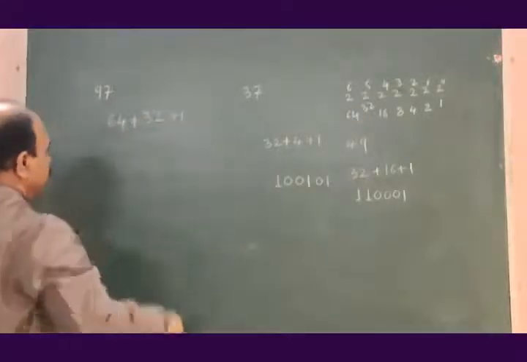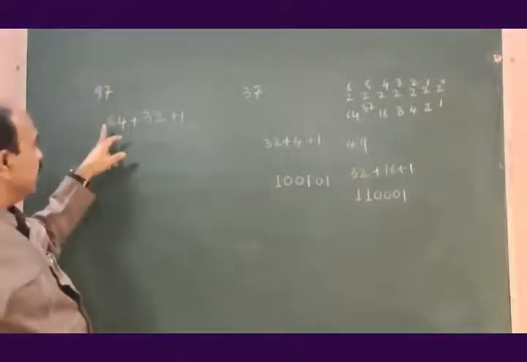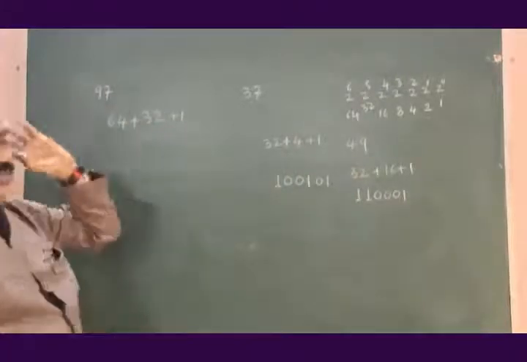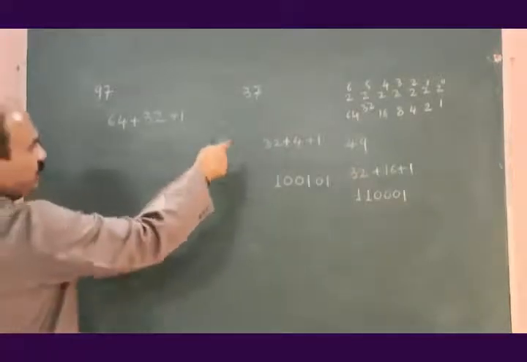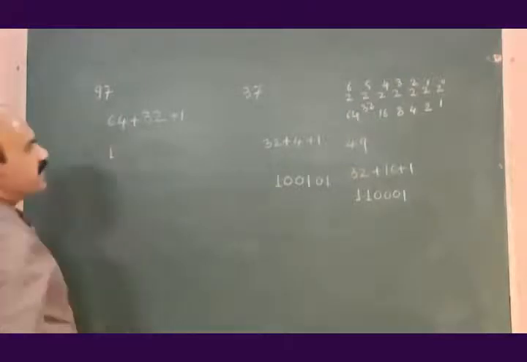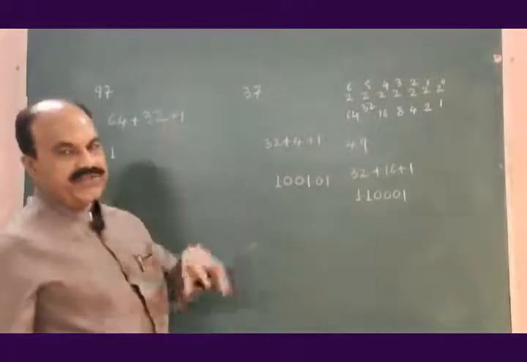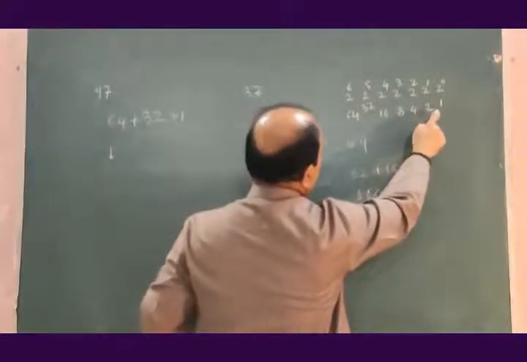32 plus 1. 1 plus 2 is 3, 3 plus 4 is 7, 6 plus 3 is 9, so 97. Splitting is made: 64. It is 2 to the power 6, followed by 1, 2, 3, 4, 5, 6.